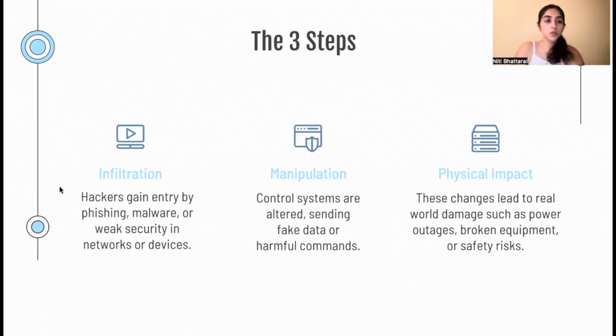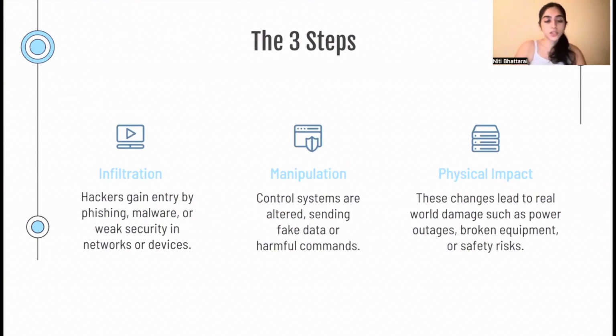So, the first one, we have infiltration. This is when hackers gain access to a system's network. They often do this by using phishing emails, malware, or exploiting weak security in devices like certain sensors or industrial controls.